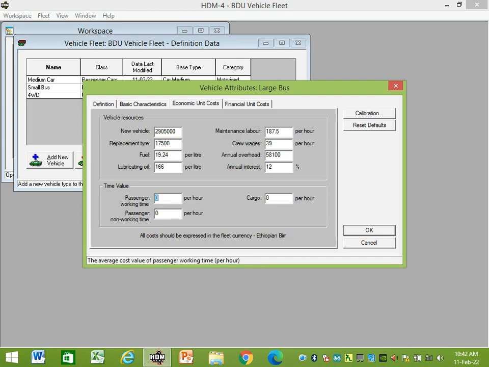Passenger working time, 60.9. Okay. We took half of that, 30.45. That's it. This is economic unit cost.